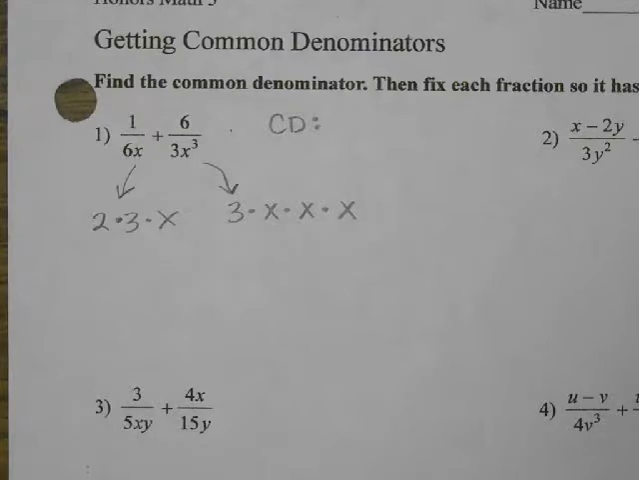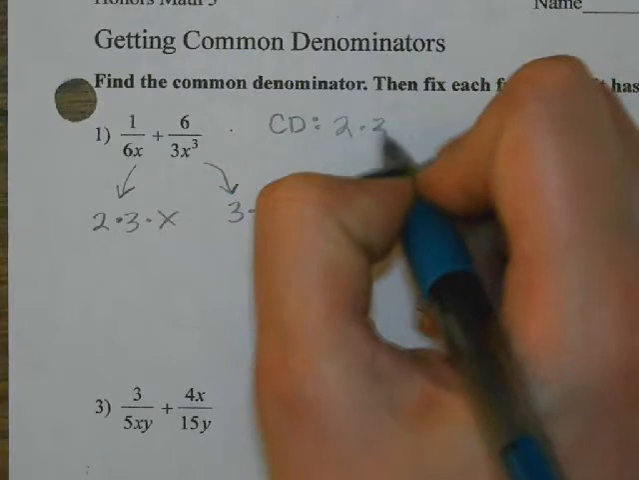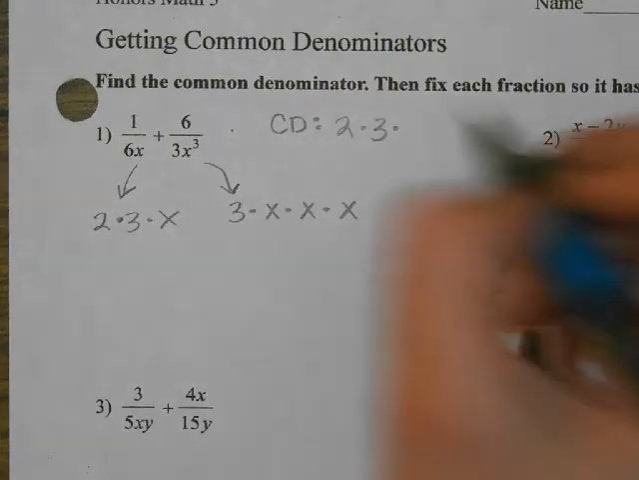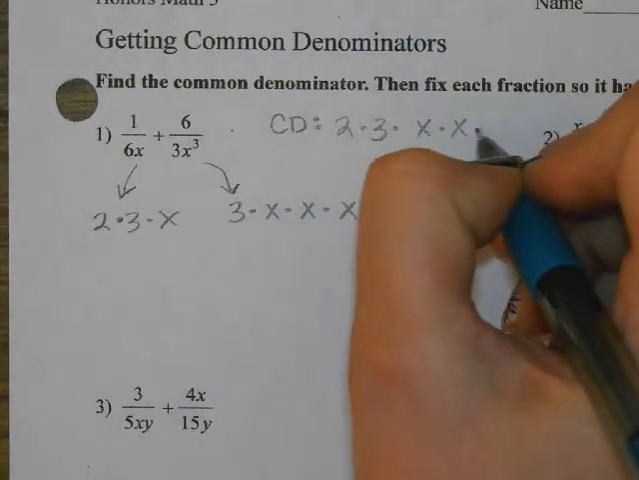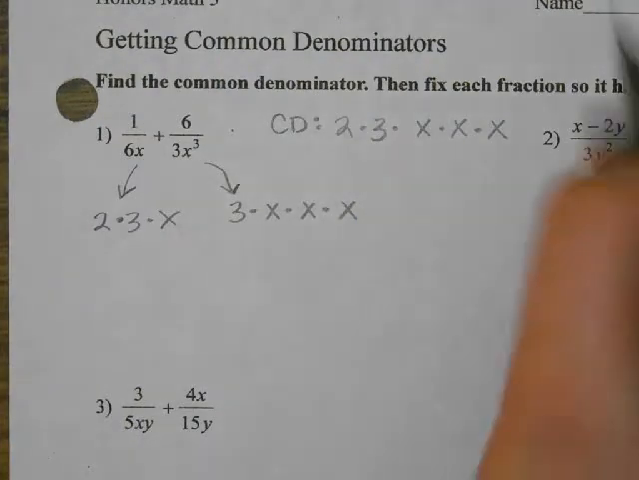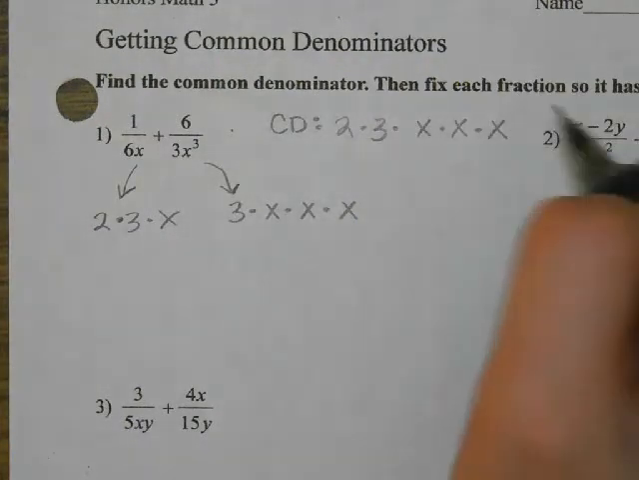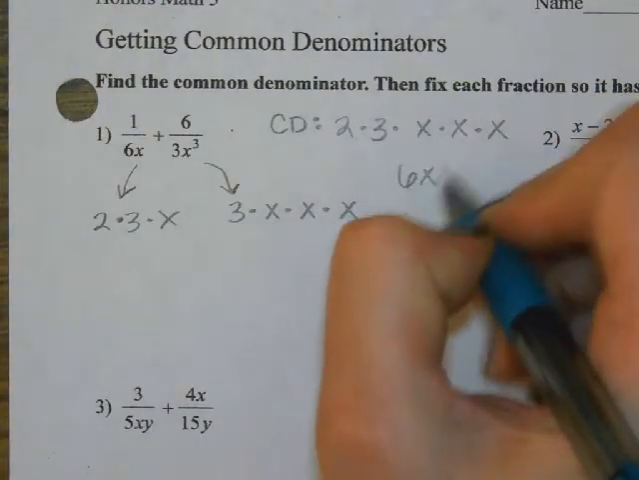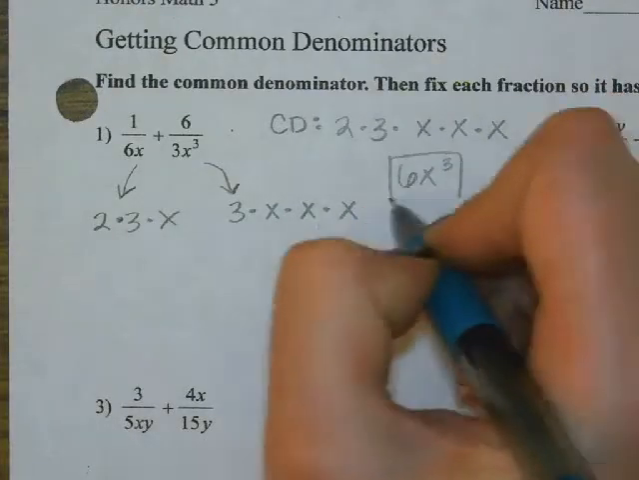So what does the common denominator need? 2 and 3, and then 4x. How many x's does it need? 3. Why does it need 3 and not 1 and not 4? Yeah, use whichever side has the most. The right side has 3, that's the most. So our common denominator is 6x to the third. Okay, so we found that.